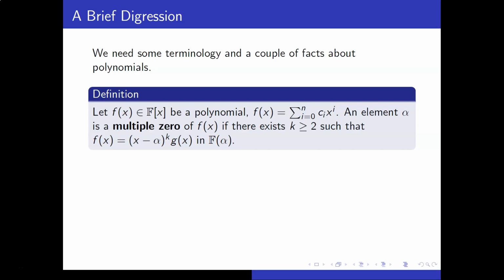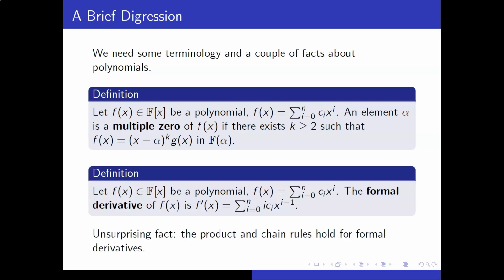In particular, we need 2 concepts. One is straightforward enough. We're going to say that an element alpha is a multiple zero or a multiple root of a polynomial if you can factor multiple powers of x minus alpha out of the polynomial. In other words, the zero has a multiplicity. It's not just a single zero there. The other concept we need may look a little strange in an algebra class. We're going to define a derivative.